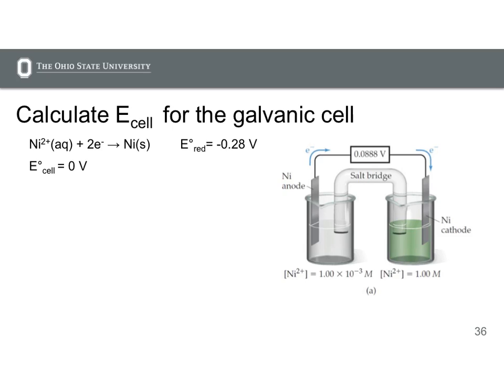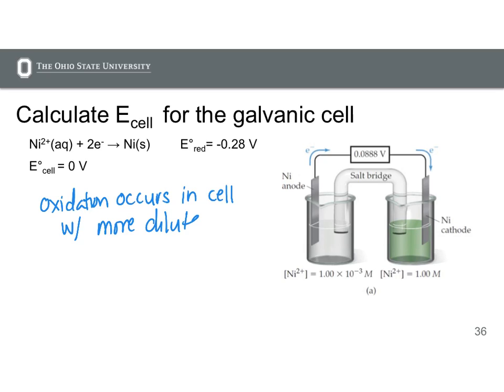How do you write an overall reaction for this? This is a little confusing. You need to know that oxidation will occur in the cell with the more dilute solution, and reduction in the more concentrated solution. Okay. That's going to help you write your overall reaction.